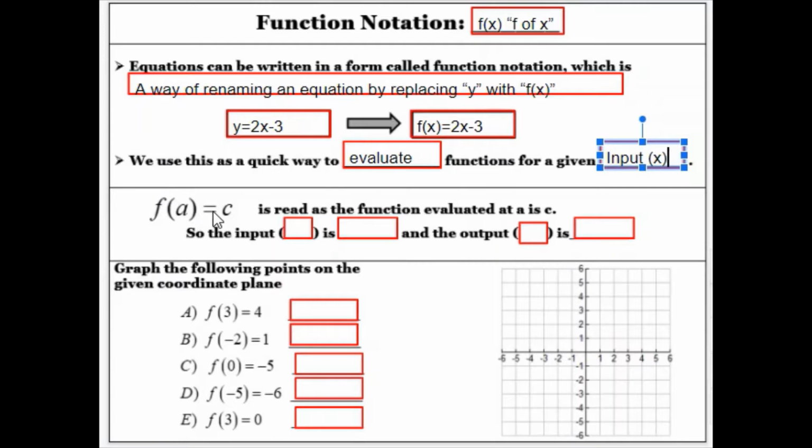F of a equals c is read as the function evaluated at a is c. So the input x is a, and the output y is c. So again, f of a is c, so that means the function evaluated at a is c. The thing in your parentheses is your input. So that's how you can remember it. If it's in the parentheses, it's your input. If it's outside of the parentheses, that's the output. So this is your x value, and this is your y value.